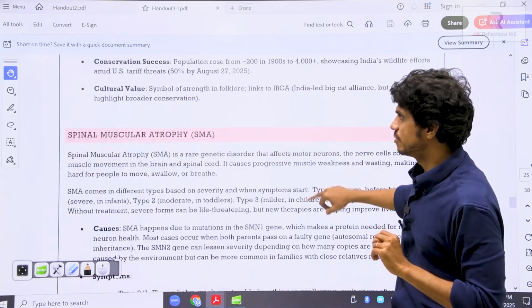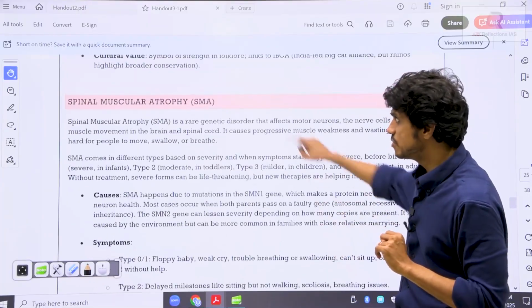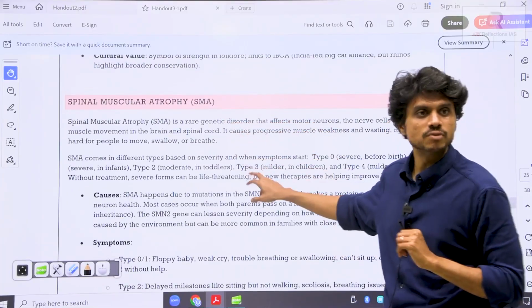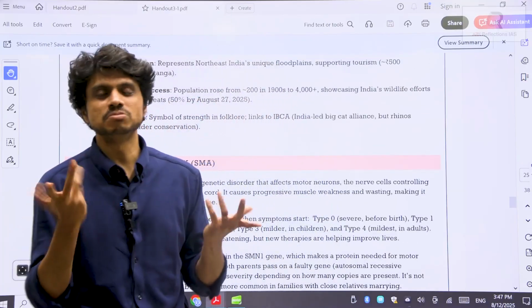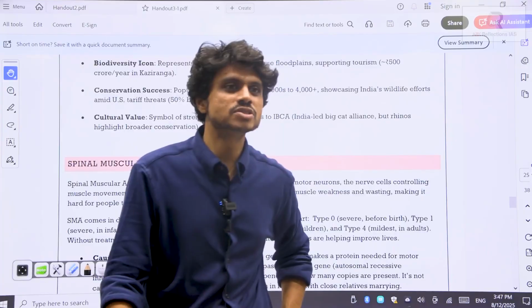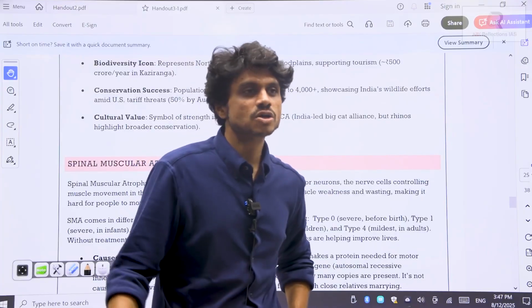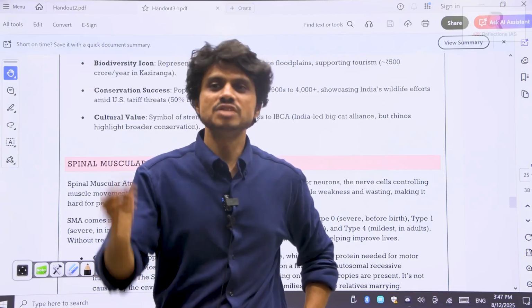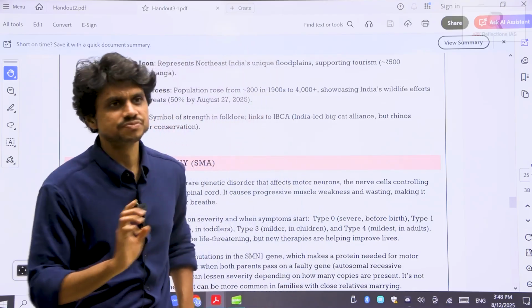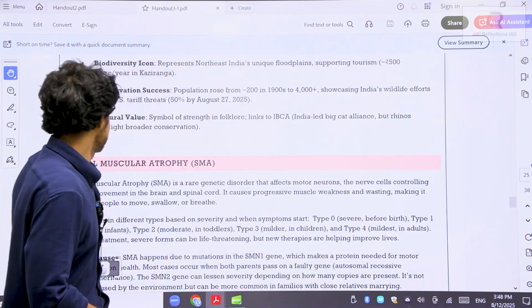So I'm going too fast. If you remember, we have discussed this thing: spinal muscular atrophy. What is this? We have discussed rare disorders. These are very costly treatments and all. Some people are facing these rare genetic disorders. Basically, there will be a mutation in the SMA gene. There will be a gene known as the SMA gene.